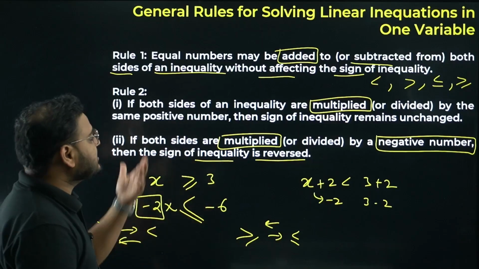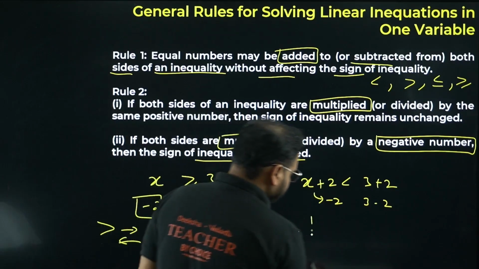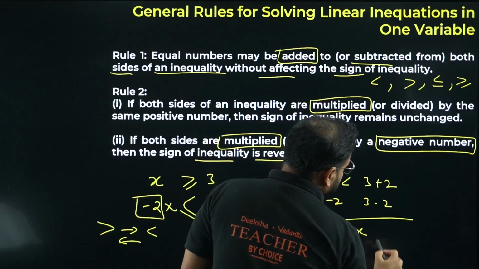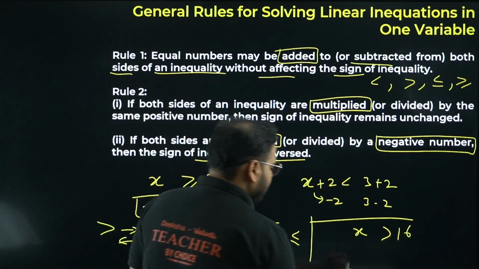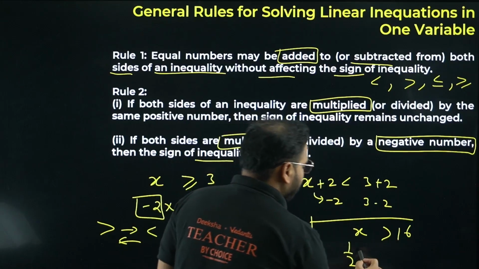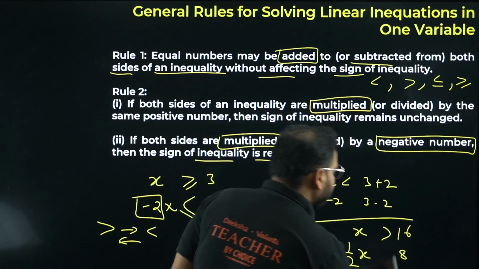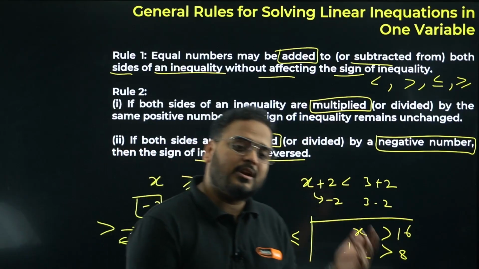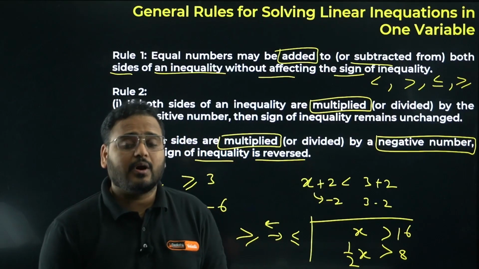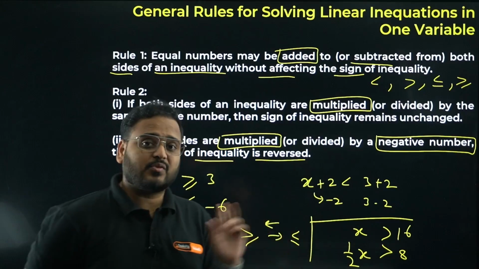So this is how it works in the case of multiplication. But if I'm multiplying with a positive number, let's say I had x greater than 16 and I multiply with 1 by 2, I write 1 by 2 x, and 1 by 2 of 16 is going to be 8, right? Will the inequality change? No. It doesn't matter whether the number is less than 1 or more than 1, that will not affect the inequality sign. Only whether it is positive or negative matters.